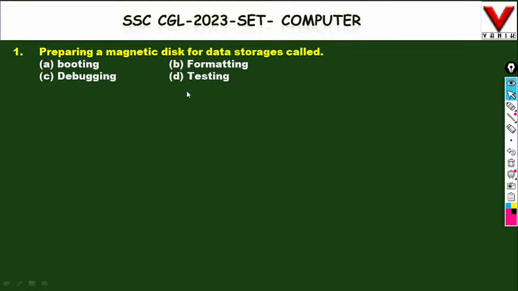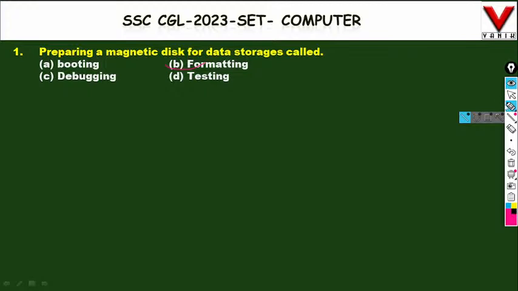Booting is a process to initialize OS. Formatting is a process of preparing hard disk or any other storage device for its use. Debugging is a process of removing errors from the program. Testing is a process of debugging software codes. So the answer is formatting. Preparing a magnetic disk for data storage is called formatting.